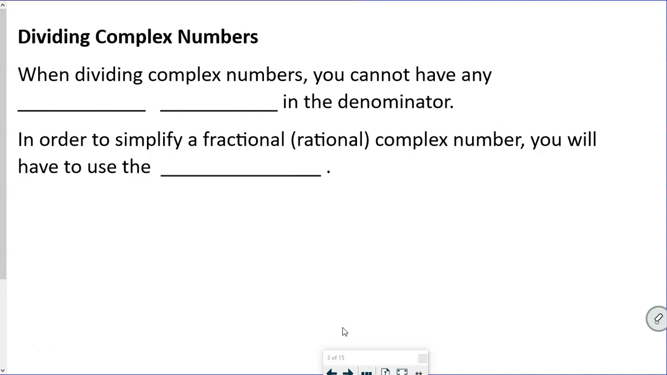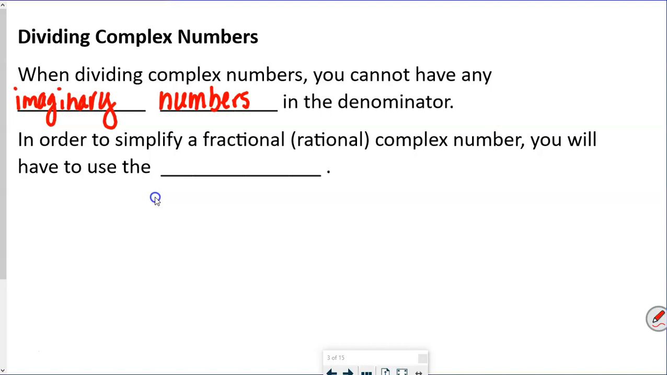When we divide complex numbers, you cannot have any imaginary numbers in the denominator, y'all. That's because imaginary numbers represent the square root of -1, right? Like we did in that review lesson on rationalizing denominators, we realized there that we couldn't have radicals in the denominator, and this is why we can't have imaginary numbers in the denominator either.